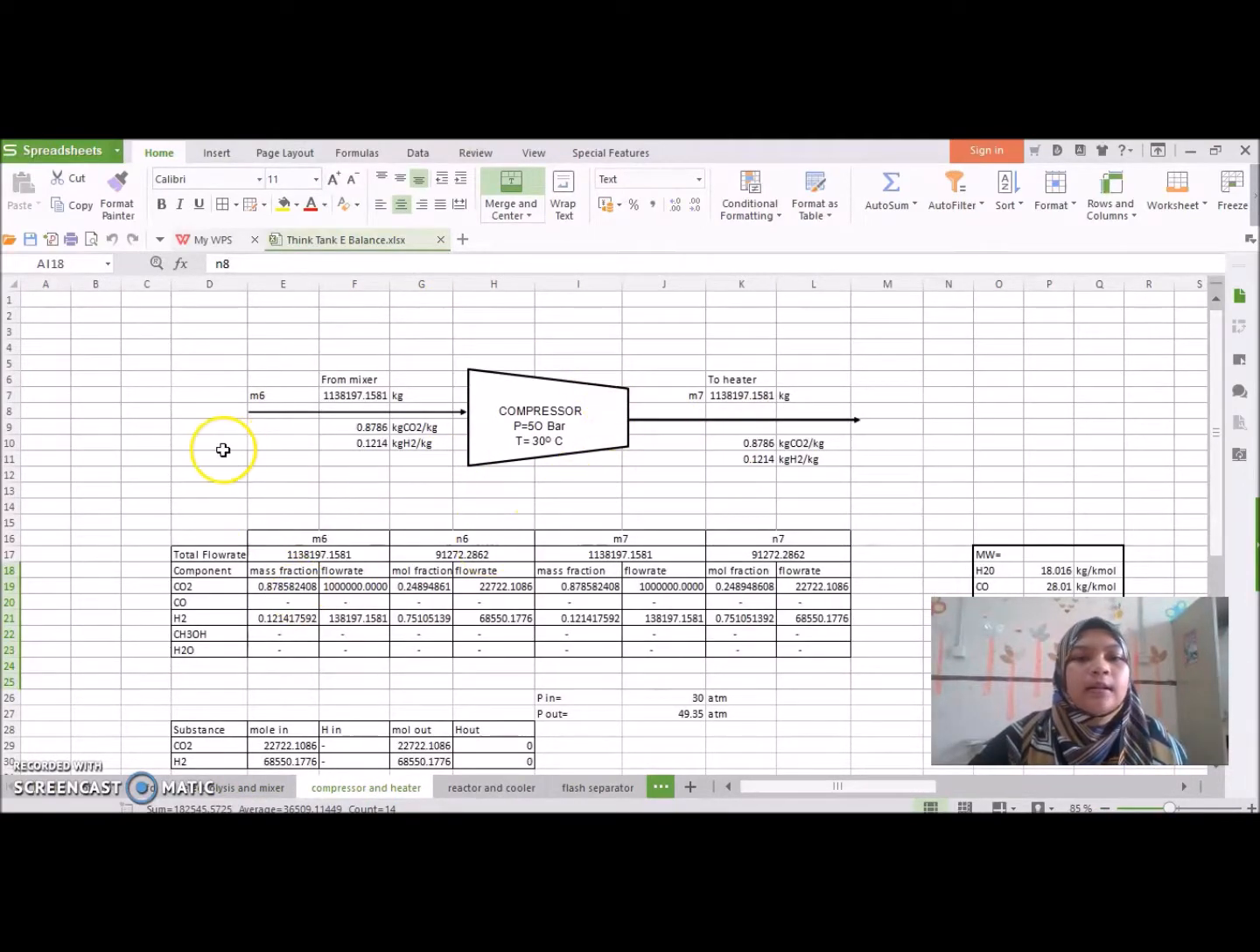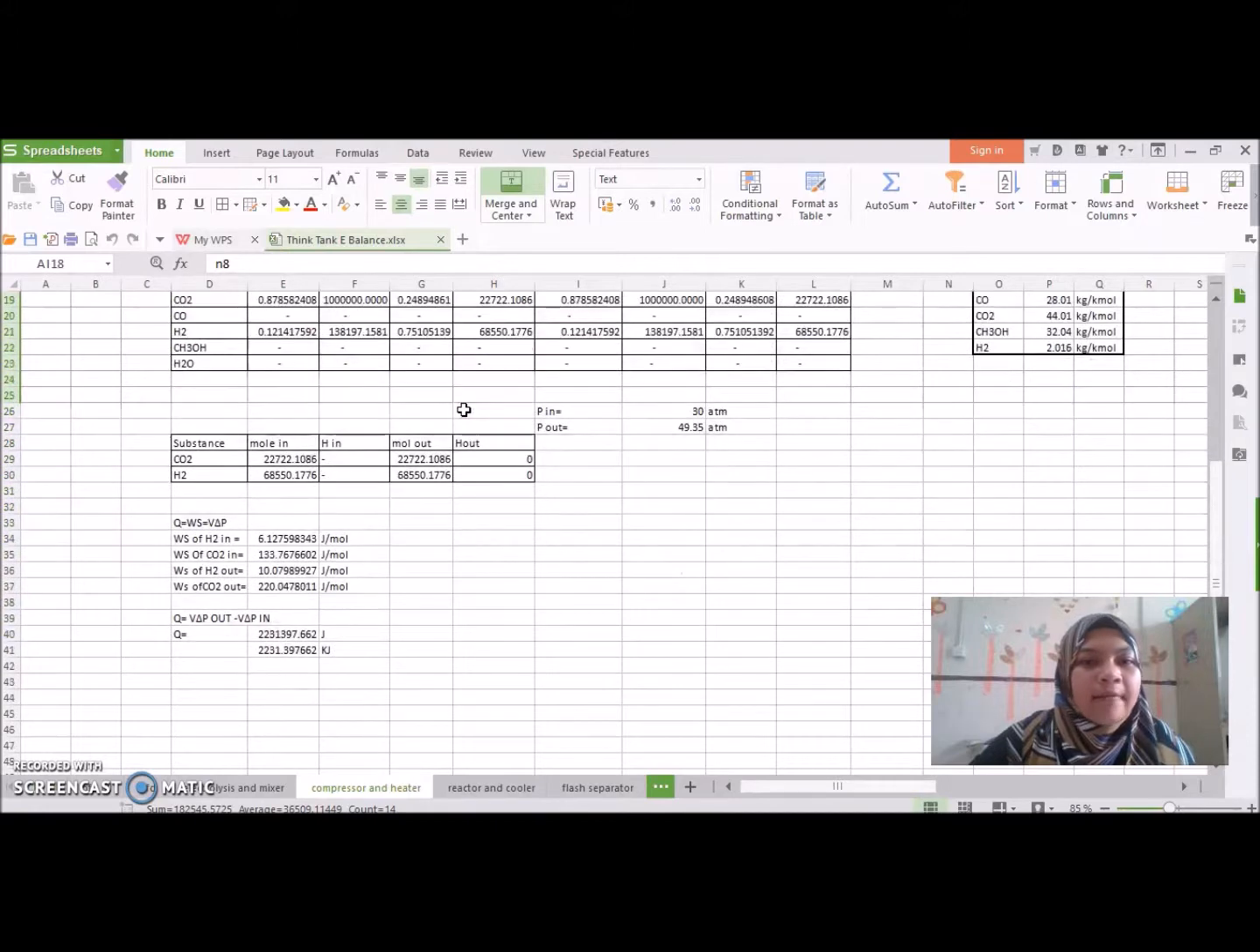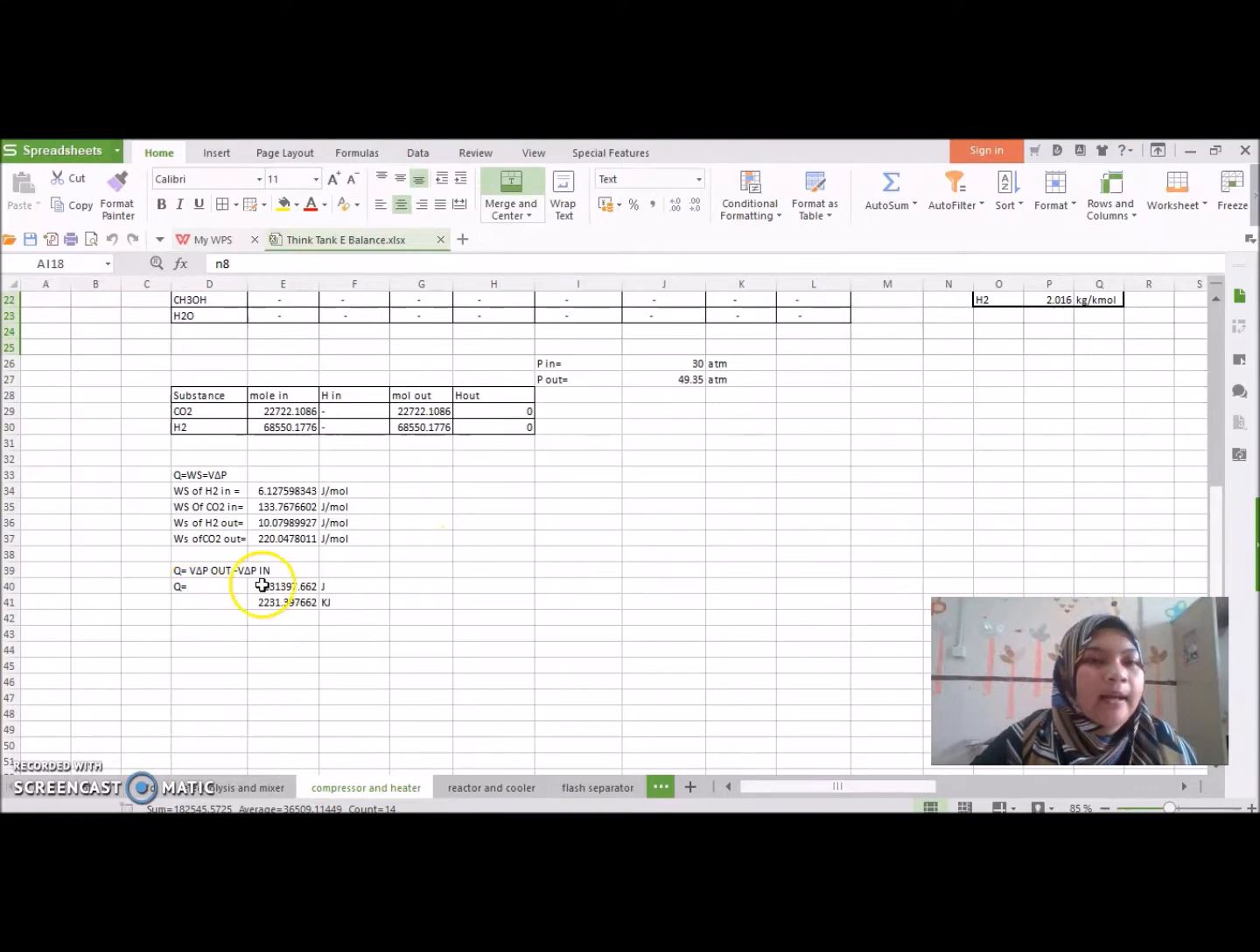The molar flow rate for the input and output is the same because it's maintained, and the temperature is also maintained at 30 degrees Celsius, but the pressure is increased from 1 atm to 50 bar or 49.35 atm. In this process, it doesn't have enthalpy, but we have a shaft work. Heat transfer is equal to shaft work, which is 2231.397.662 kilojoule. Okay, that's all.